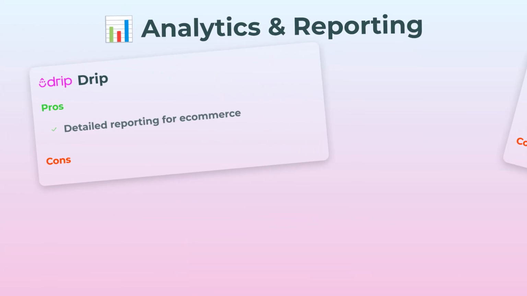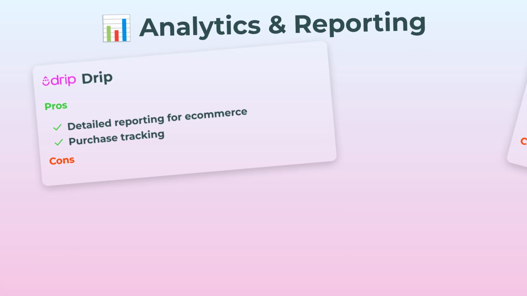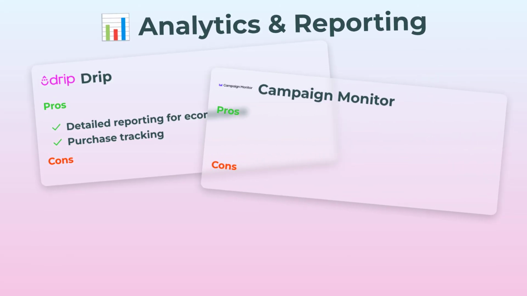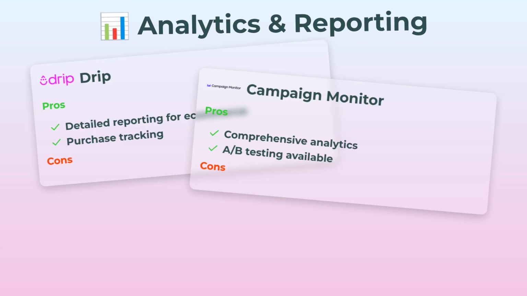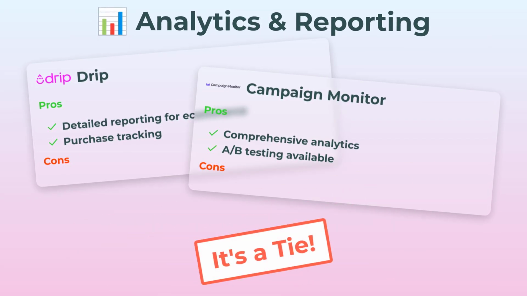Analytics and reporting, anyone? Drip brings those detailed e-commerce stats, like you can track exactly what people bought, not just who clicked. It's pretty solid. But Campaign Monitor, let's give it credit, has really good analytics too, plus A/B testing. Both offer some heavy lifting here, so you know what? This one's honestly a tie.